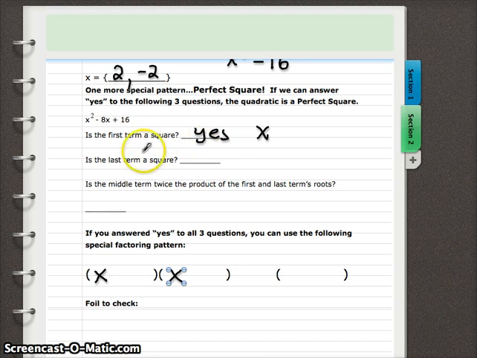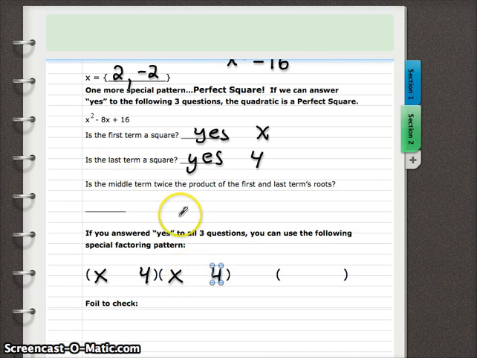Okay, and then we go on to the next question. Is the last term a square? This last term here, 16. 16 is a square, so yes. What's the square root? 4. So we put the square root of the last term, last in our parentheses here. So really all we're missing is a sign, right?